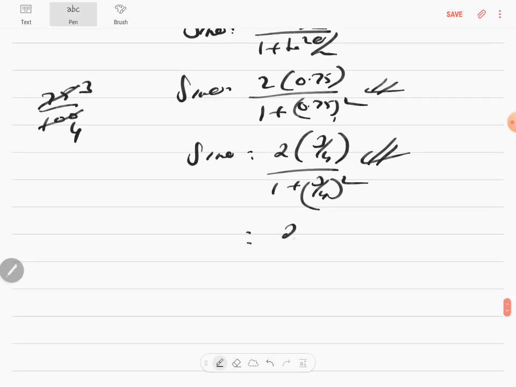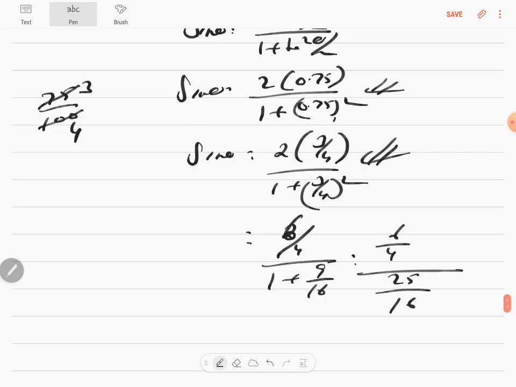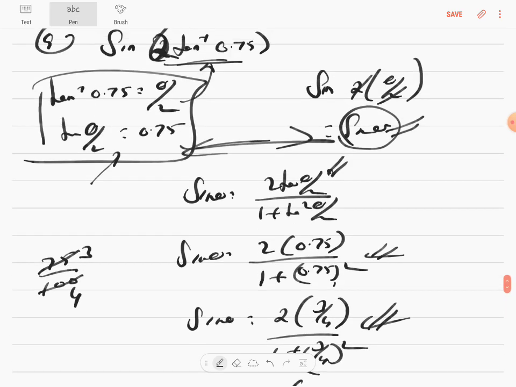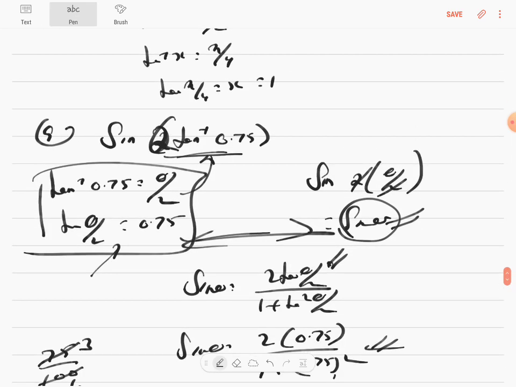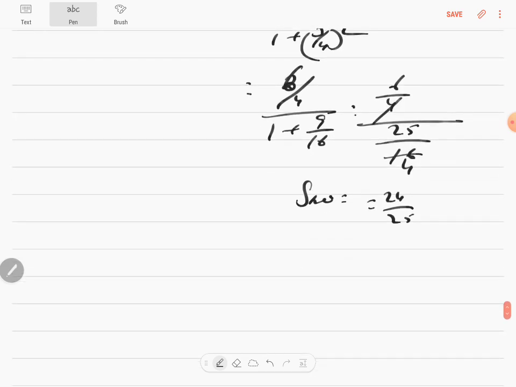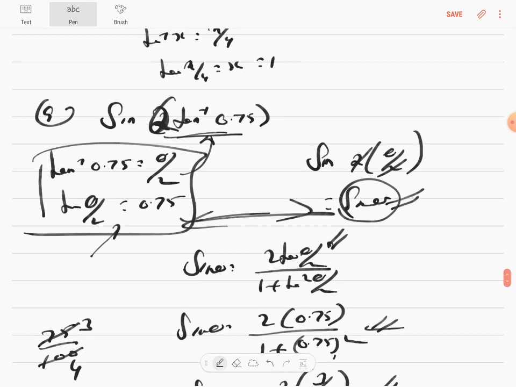It's 2 into 3 by 4, which is 6 by 4, by 1 plus 9 by 16. 6 by 4 by 25 by 16. So 4 4s are 16, 6 4s are 24, so 24 by 25 is sine theta. They're just asking to write the value. You get the left hand side's value. The left hand side got simplified like this, and you got the left hand side value to be this. Okay. Next question, let's take this sum, which is sum number 10.